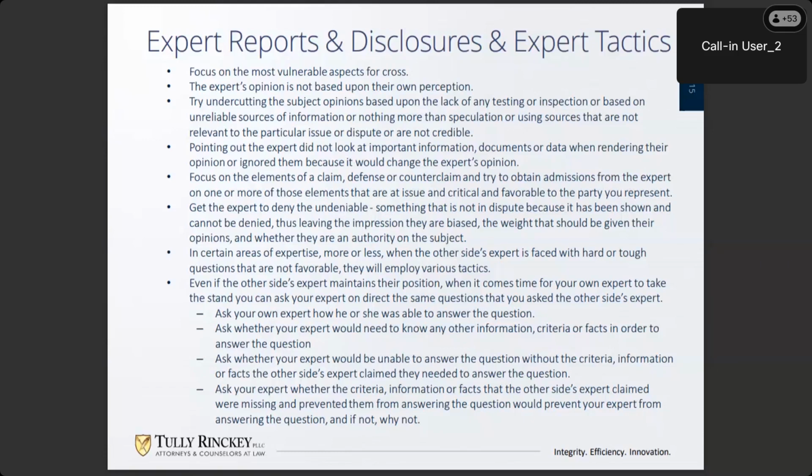You can use your own expert. When it comes time for your own expert to take the stand, you can ask your expert on direct the same questions you asked the other side's expert. And when they answer, ask whether your expert would need to know any other information, criteria, or facts in order to answer the question, as claimed by the other expert. And ask whether your expert would be unable to answer the question without the criteria, information, or facts the other side's expert claimed they needed. And if your expert answers no, they wouldn't be unable to answer the question, that raises the specter, again, that the expert on the other side just didn't want to answer those questions.